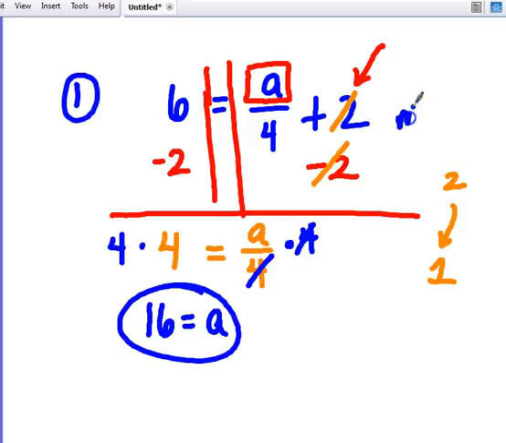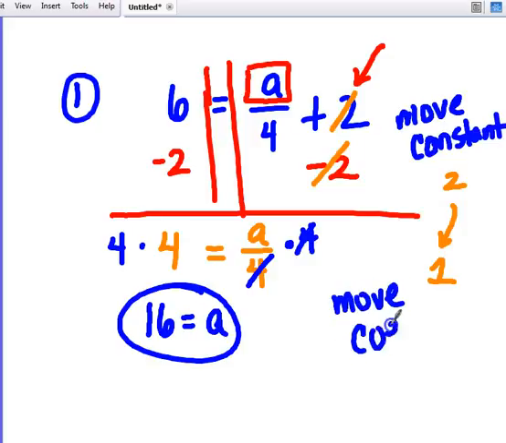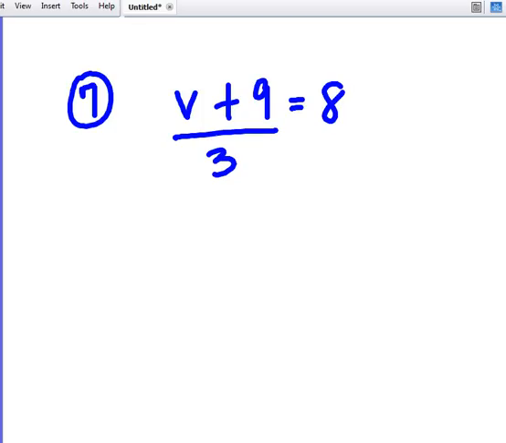Always move the constant first. If you can, move the constant, and then move the coefficient. I believe that's it. All right, move the constant, move the coefficient. If you could do that, we can do that. Let's try two more problems really quickly. Let's see how you do.